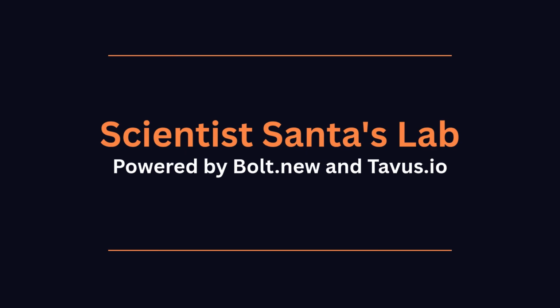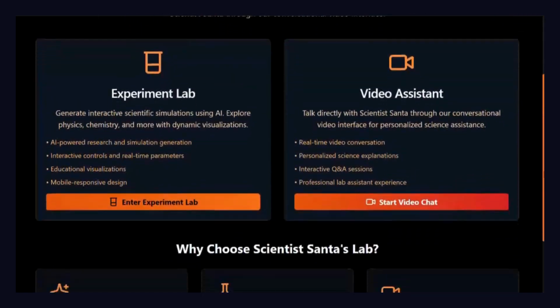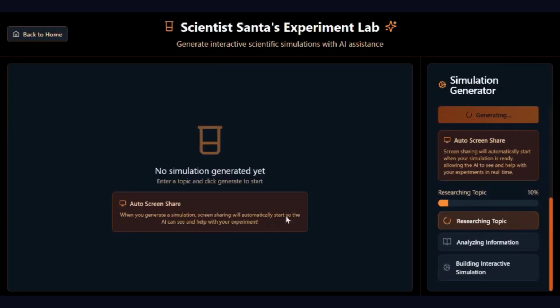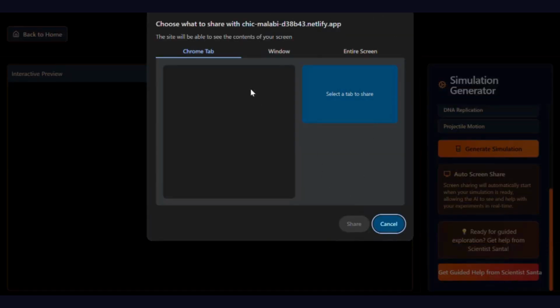Revolutionizing the way we learn, powered by Bolt.new and Tavis.io. Type in the topic you want, and you get an interactive educational simulation in under 3 minutes. Visualize any concept.